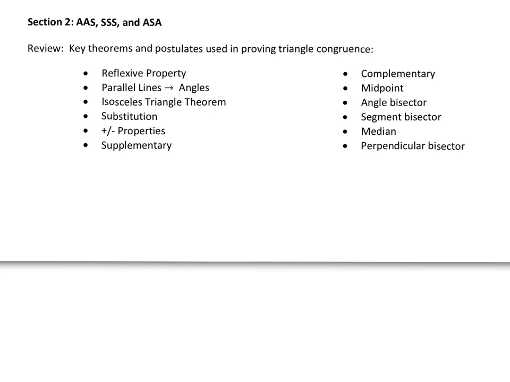Substitution, addition and subtraction properties, supplementary and complementary angles, midpoint, angle bisector, which says then you can say the 2 angles are equal to each other, the 2 smaller angles. Segment bisector, likewise with the 2 smaller portions of the segment. The median, which comes from an angle and cuts the opposite side in half, and also perpendicular bisector.